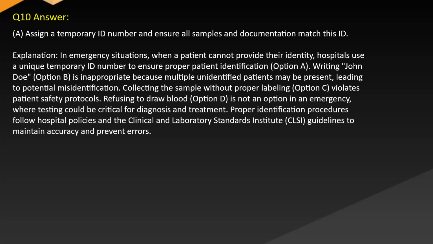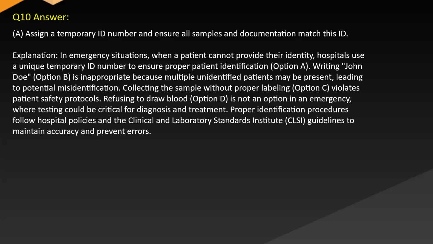Answer. A. Assign a temporary ID number and ensure all samples and documentation match this ID. Explanation. In emergency situations, when a patient cannot provide their identity, hospitals use a unique temporary ID number to ensure proper patient identification. Option B, writing John Doe, is inappropriate because multiple unidentified patients may be present, leading to potential misidentification.